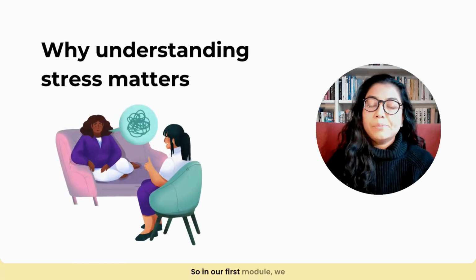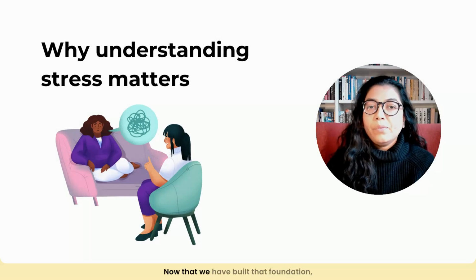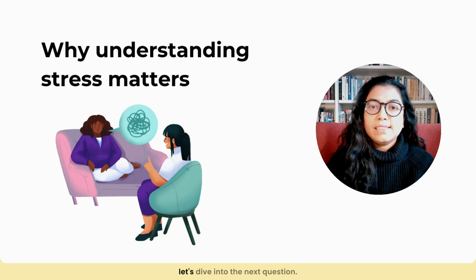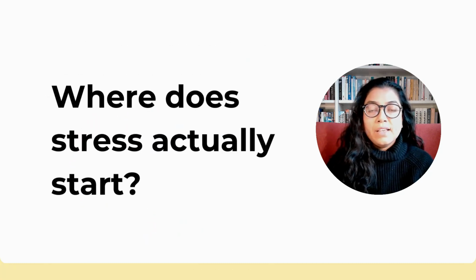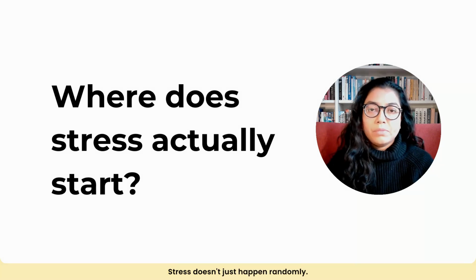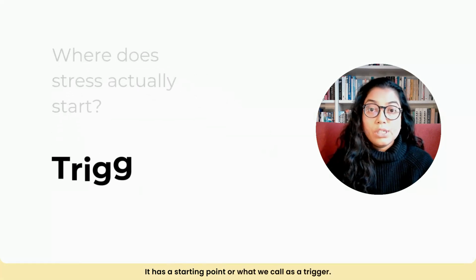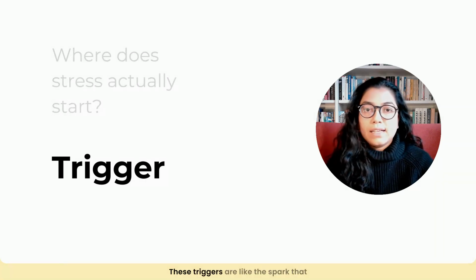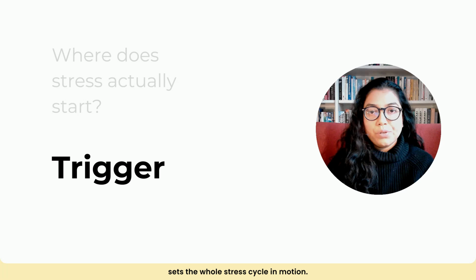So, in our first module, we explored the different types of stress. Now that we have built that foundation, let's dive into the next question. Where does stress actually start? Stress doesn't just happen randomly, it has a starting point, or what we call a trigger. These triggers are like the spark that sets the whole stress cycle in motion.